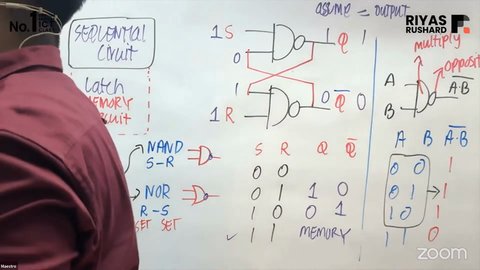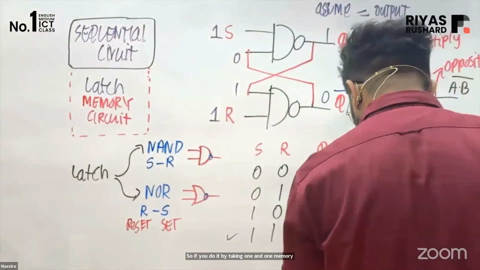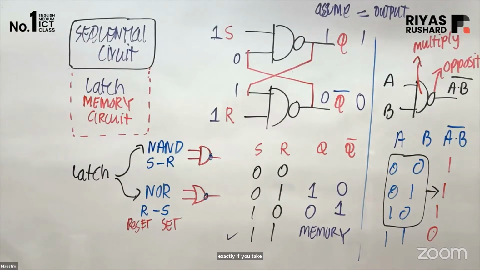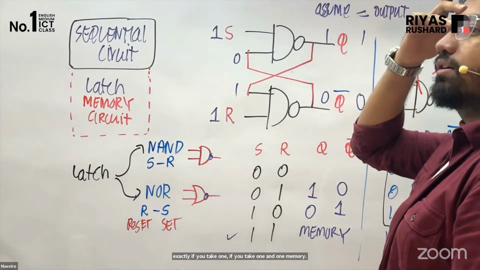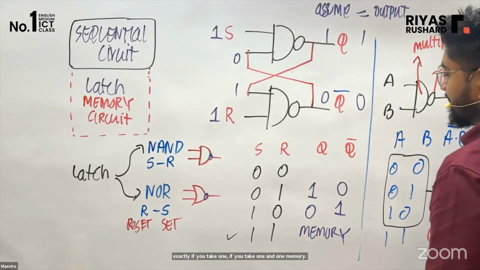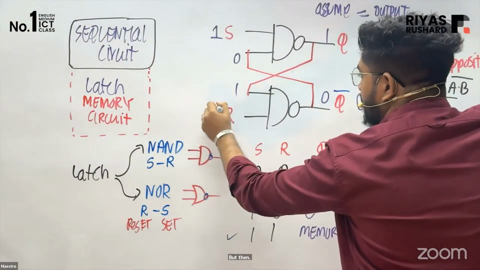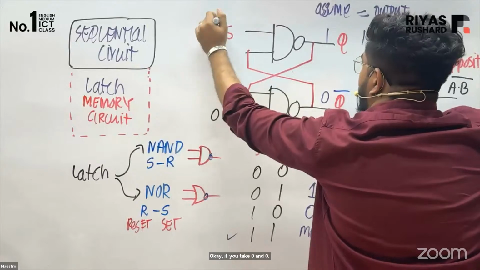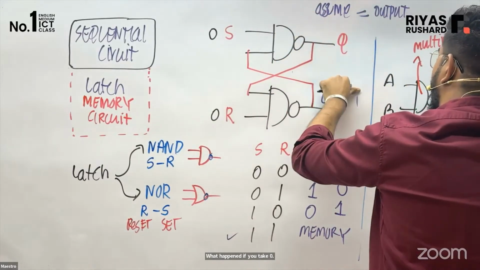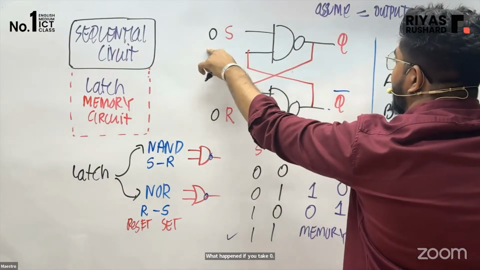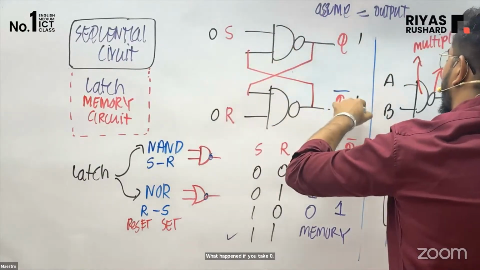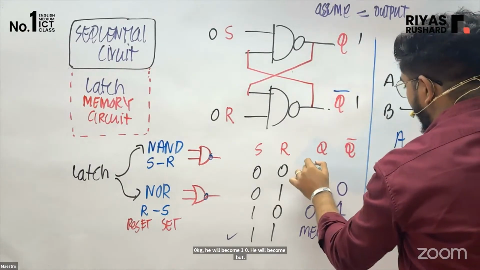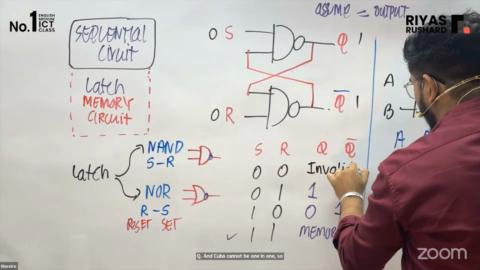So if you do it by taking one and one, memory won't work exactly. If you take one and one memory, but then, okay, if you take zero and zero, what happens if you take zero and zero? Zero into anything is zero, so it will become one. Q and Q bar cannot be one and one. So we call it the invalid state.